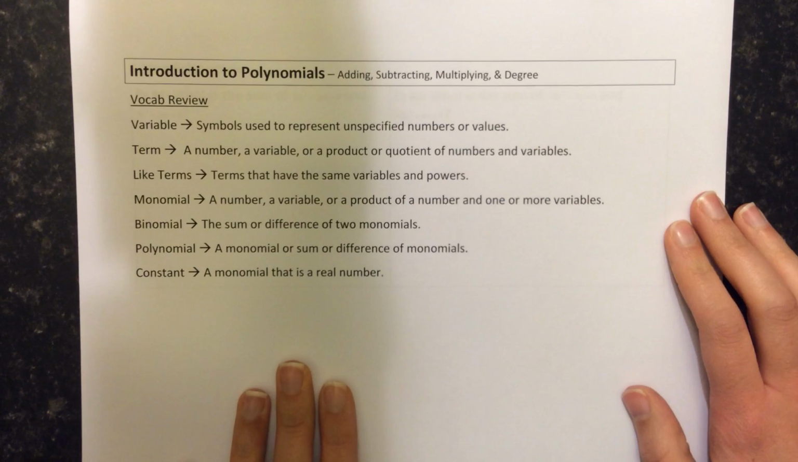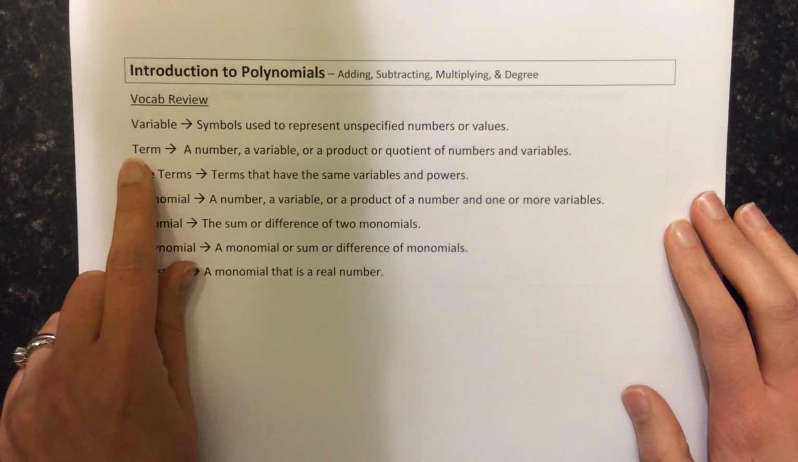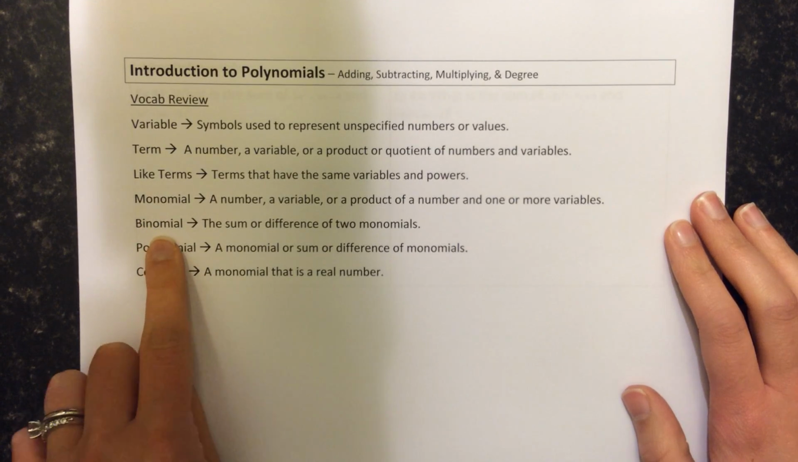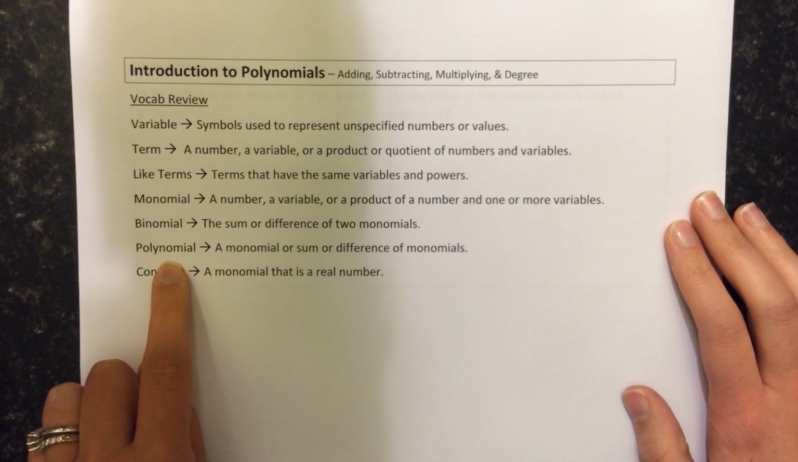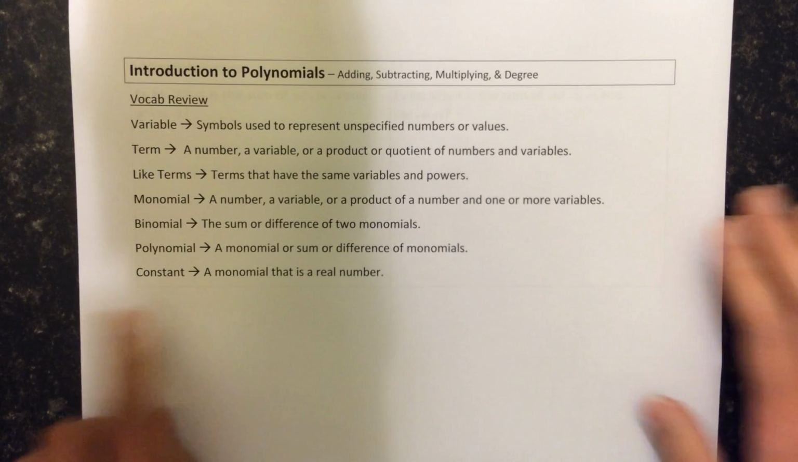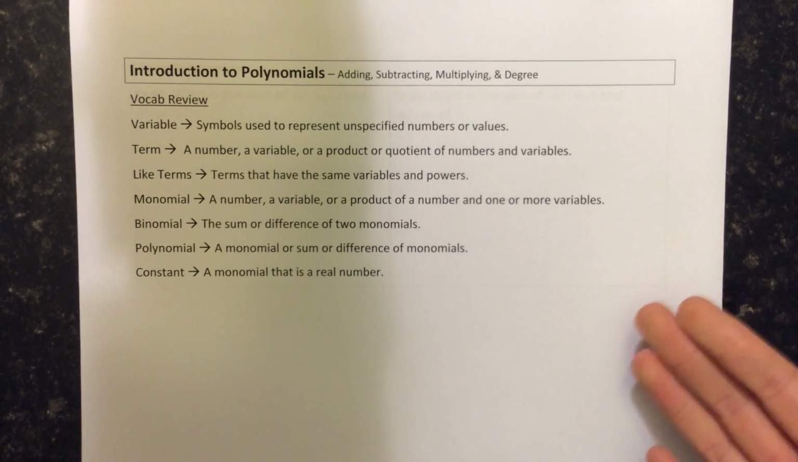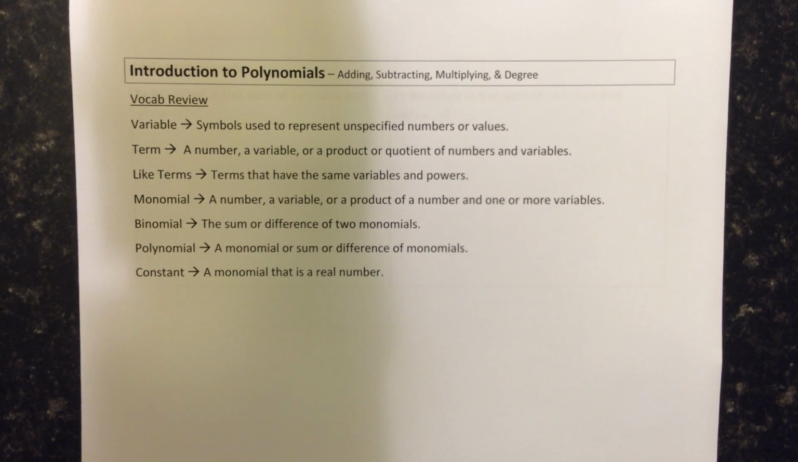If you would read this over: variable, term, like terms, monomial, binomial, polynomial, and constant. All of these things you should be familiar with. But if you're not, the vocab is right here for you. Feel free to pause and read this over.